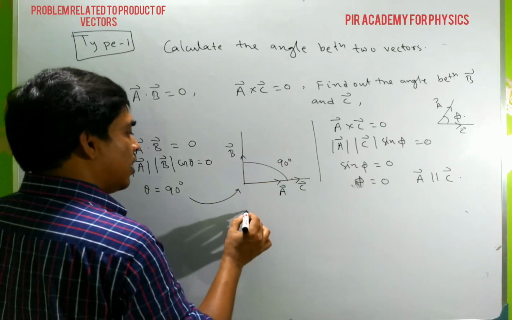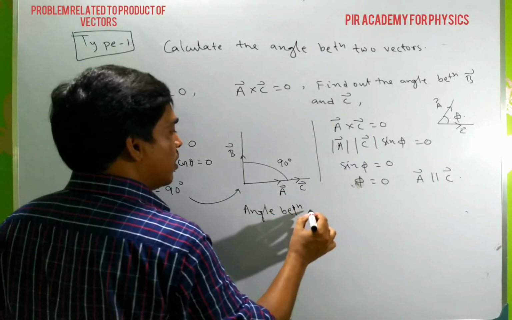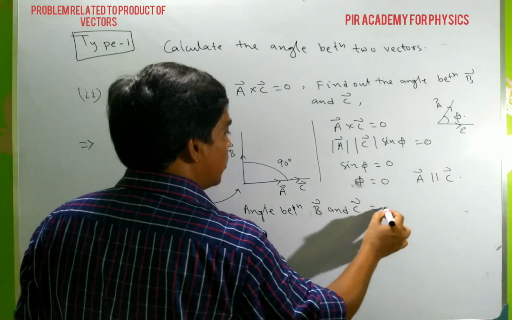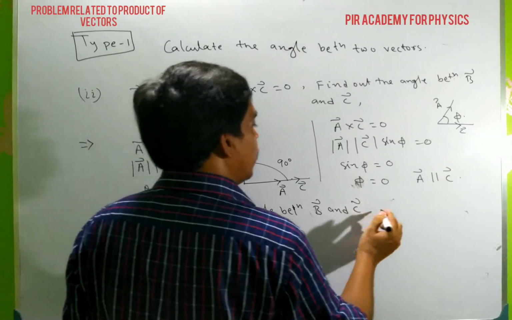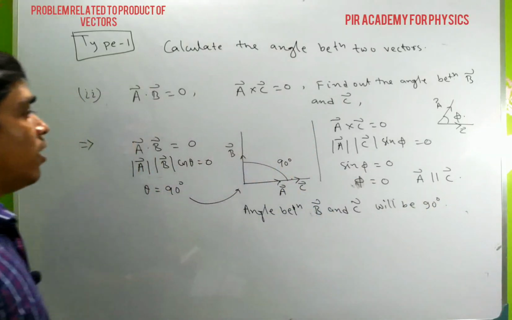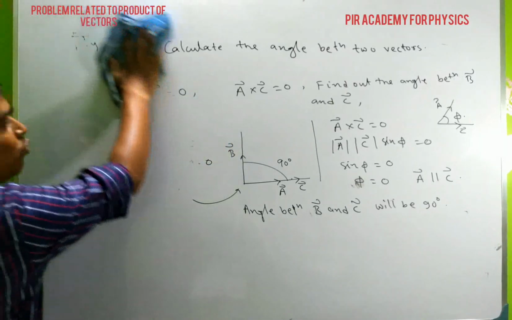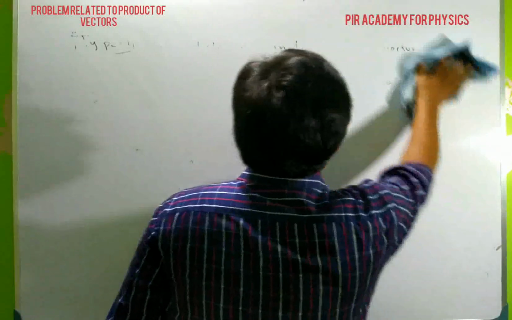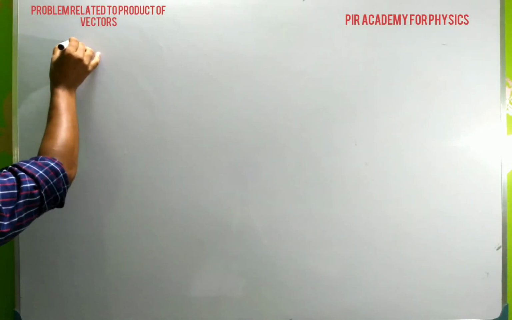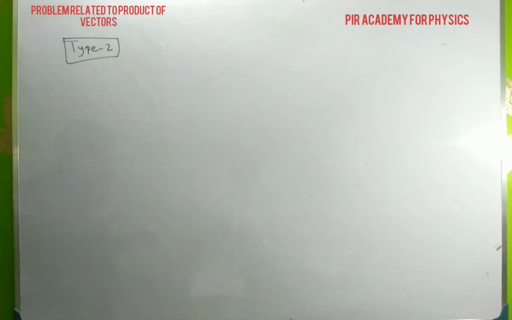That means the angle between B vector and C vector will be 90 degrees. This is type 1. Next we will describe type 2. What is type 2?